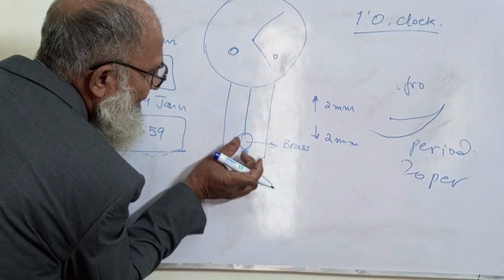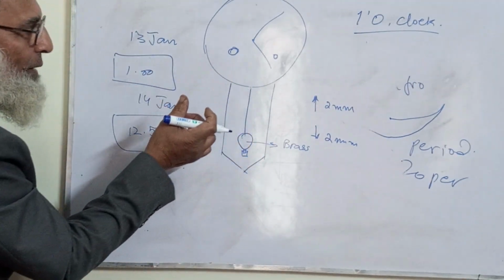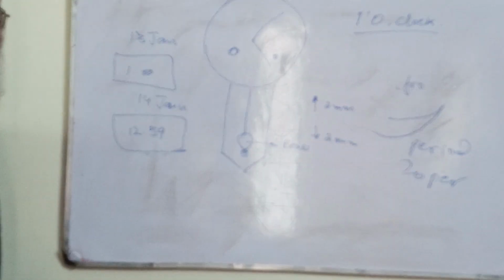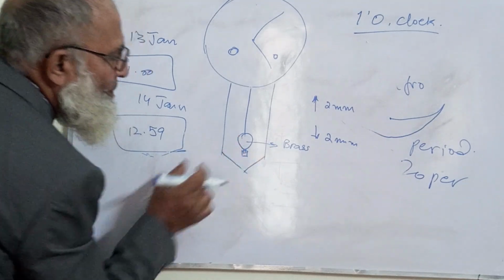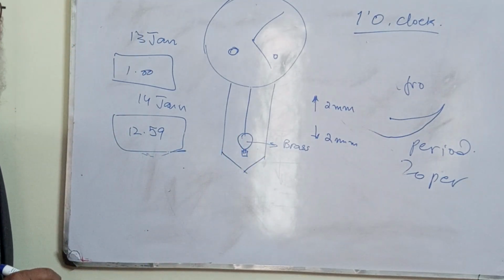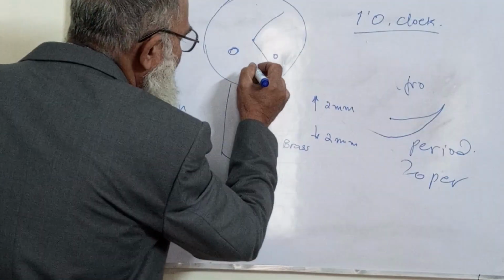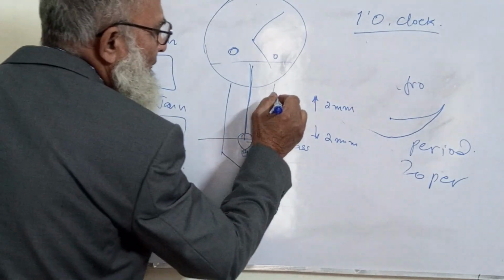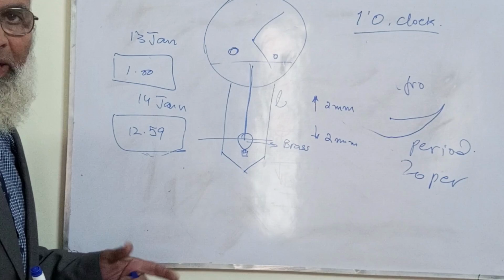So we can adjust this. We can either lower it down or raise it up to adjust this time to this time. That means the speed of time can be controlled by adjusting this knob or the nut. Now you would have understood that this length is of prime importance in this pendulum business.